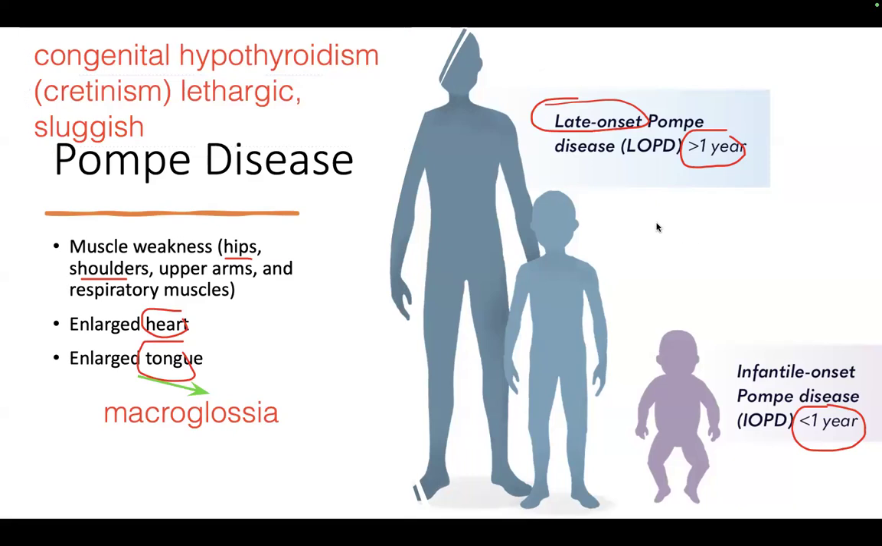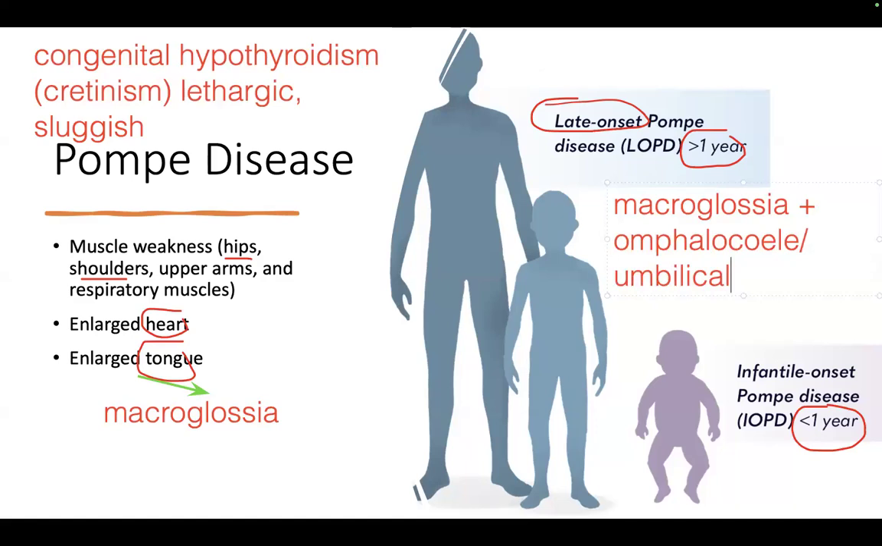And another disease can also present with macroglossia. What is that disease that presents with macroglossia? They can present with abdominal defects like an omphalocele or an umbilical hernia. This disease is known as Beckwith-Wiedemann syndrome, commonly known as BWS.